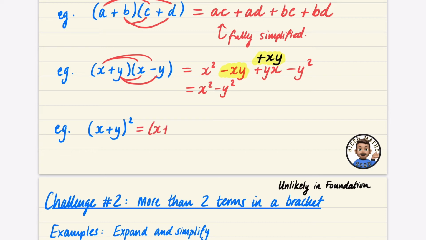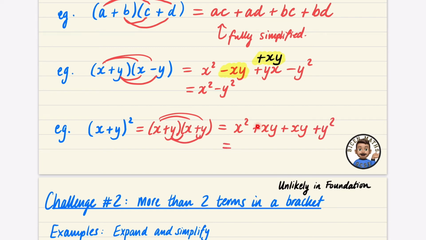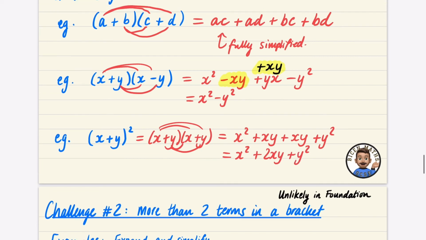Okay, x plus y squared. Again, I like to write these brackets out twice. You may not need to do this when you're doing A level and stuff, but for now it's a good idea. X times x, x squared, x times y, xy. Y times x, well, I'm going to write it as xy like I did up here in black. And then my last part is the y times y, which is a positive y squared. This time these two in the middle don't cancel out, but they are like terms, and I've got 2 of them. So I'm going to write plus 2xy, so that I have my final answer.